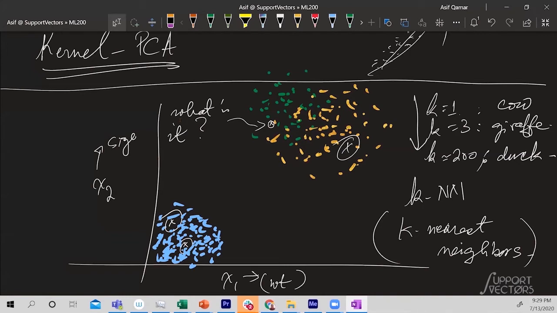Is k the number of neighbors? K the number of neighbors, yes, indeed. Thank you for asking that. If I didn't clarify that, k is the number of neighbors. So it is the hyperparameter in this model.